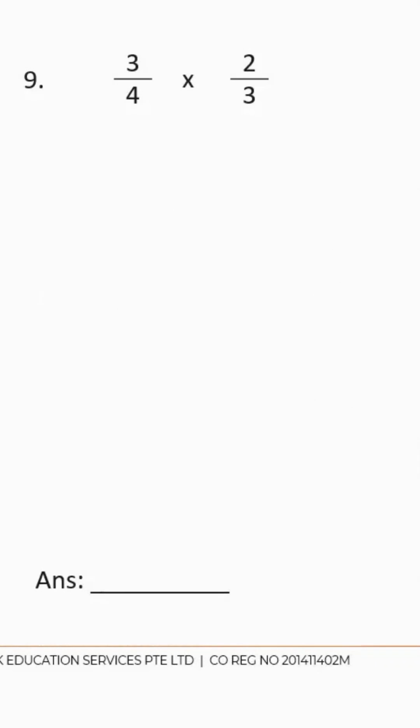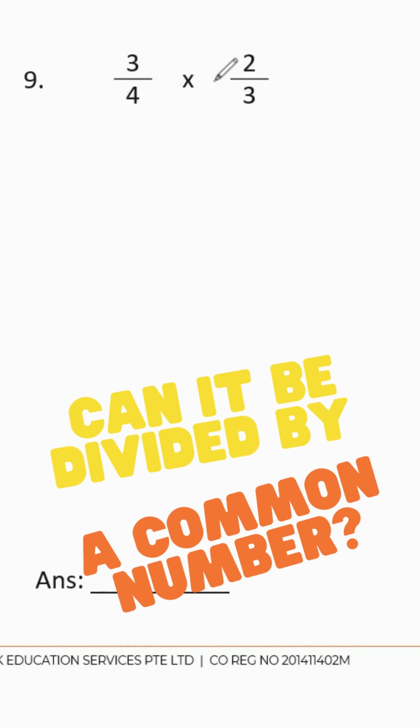This one is on multiplication. Now, for multiplication, there are a few things to take note of first. Firstly, when I see a fraction multiplied by a fraction, I will first check whether the two numbers diagonally can be divided by a common number. If they can, you can go on to apply the cancellation method. If they cannot, then simply take your numerator times your numerator, denominator times denominator.